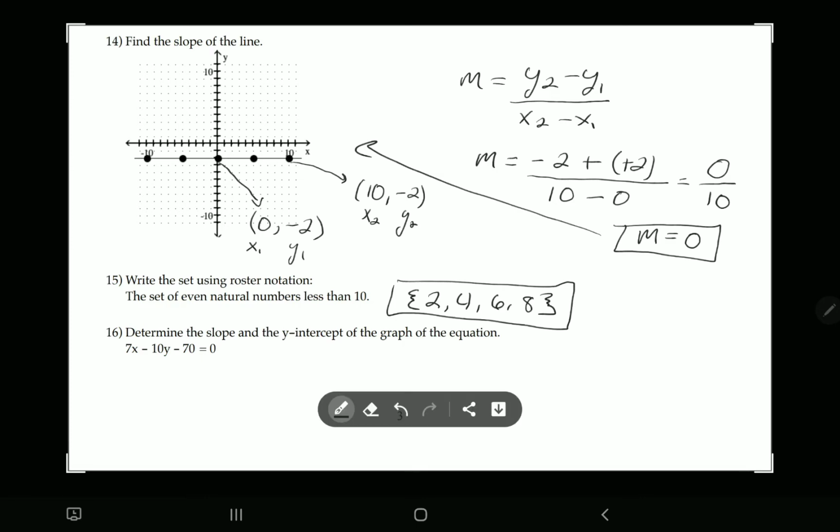Question 16 says, determine the slope and y-intercept of the graph of this equation. We have 7x minus 10y minus 70 equals 0.